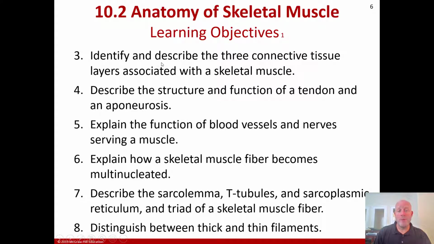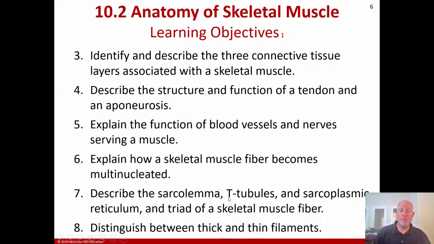For section 2, the anatomy of skeletal muscle, you should identify and describe the 3 connective tissue layers associated with a skeletal muscle. Describe the structure and function of a tendon and an aponeurosis. Explain the function of blood vessels and nerves serving a muscle. Explain how a skeletal muscle fiber becomes multinucleated.